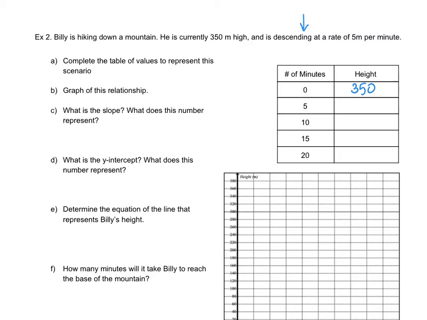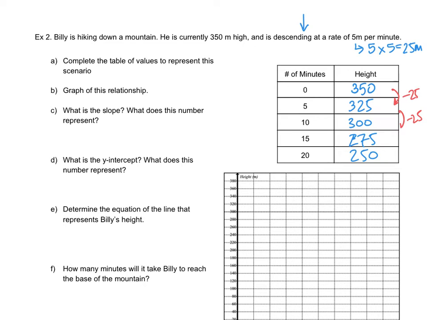Now you'll notice in our table of values, I decided to go up by 5 minutes. So I need to figure out how many meters he's dropping by in 5 minutes, which means I'll take these 5 meters in 1 minute and multiply them by 5. So that's a drop of 25 meters. So here I'm just going to decrease by 25 every 5 minutes. So we start at 350, we'll end at 325 after 5 minutes, and then at 300 after 10, 275 after 15, and 250 after 20.